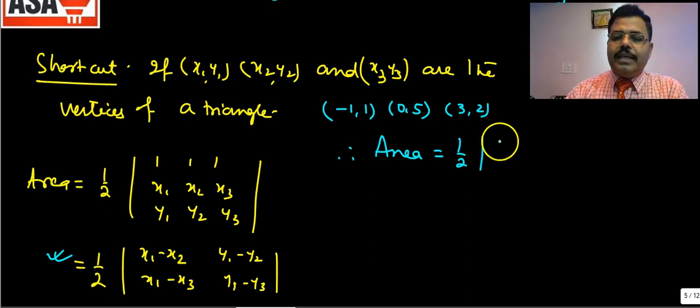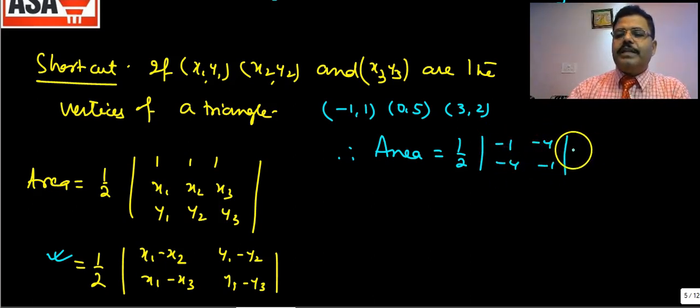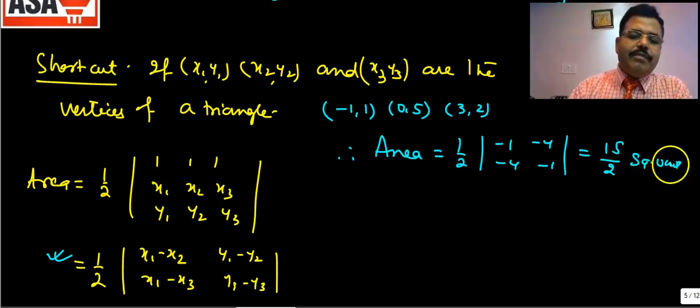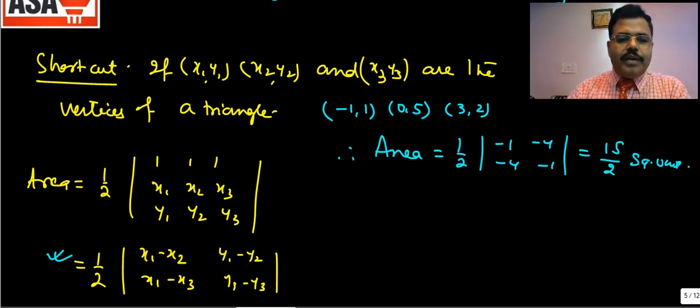So minus 1 minus 0, that is minus 1; minus 1 minus 3, minus 4; 1 minus 5, minus 4; and 1 minus 2, minus 1. So the area is 1 minus 16, that is minus 15, and the modulus of minus 15 is 15. So 15 by 2 square unit will be the area. I hope you got it.